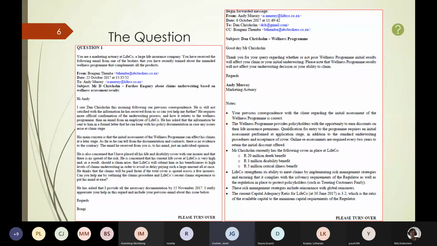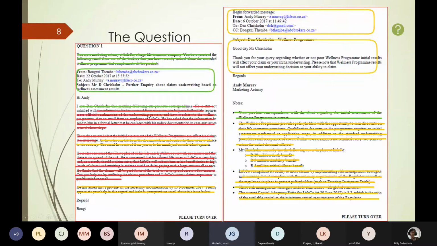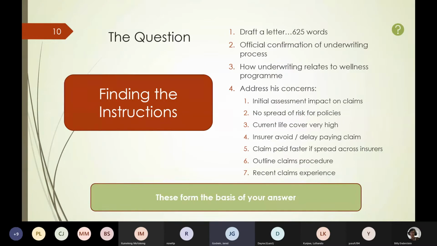And then you know those are my categories, those are my areas that I have to tackle, and then find the information throughout here that answers them. So once you've done that, that's basically, I've said here, find the instructions. These are the instructions according to me from this question.